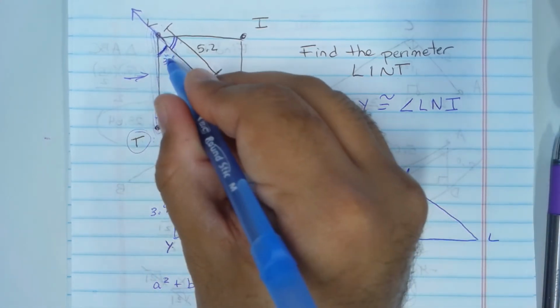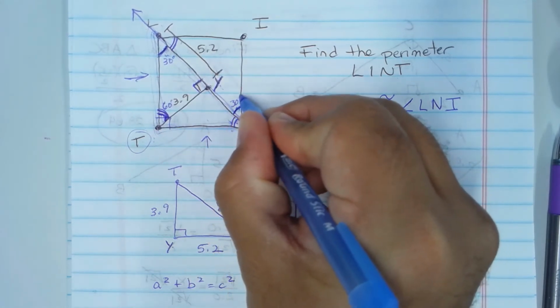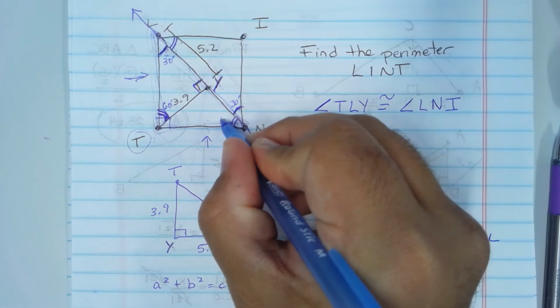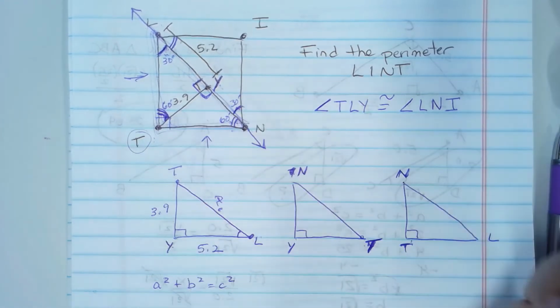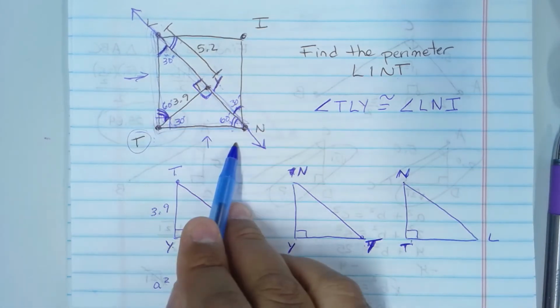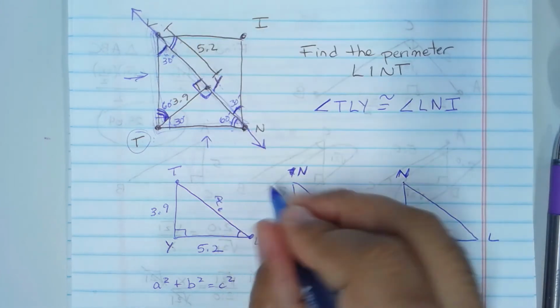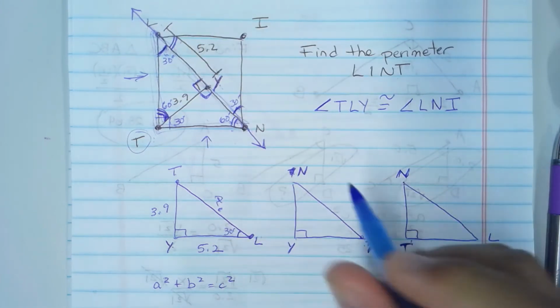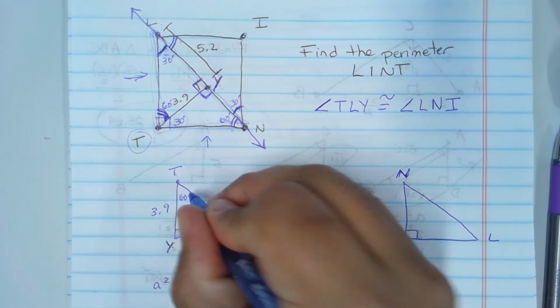So if we take a look at this, if this is 30 degrees, this has to be what? 30 degrees. This one has to be what? 60 degrees. If this is a 90-degree angle, then this has to be a what? 30 degrees. So if we take a look at this part now, angle L, let's say is 30 degrees, then this one, T, has to be 60 degrees.